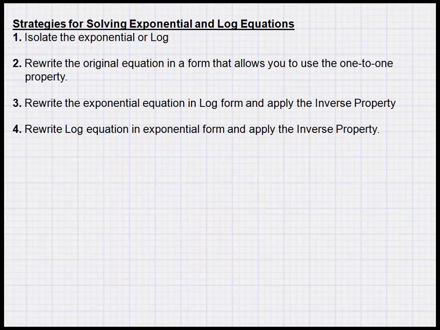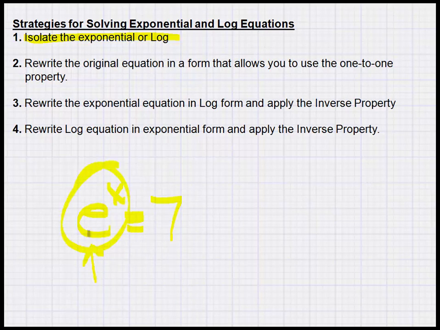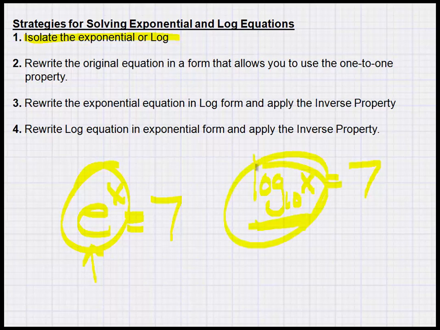So this should be your strategy when it comes to solving these types of equations. The key, and this is the most important part, is you need to isolate your function first. If you have an exponential function in your equation, get that by itself on one side of the equation first. Like we have e to the x equals 7. This is by itself on this side. Get your function by itself, isolate it. If it's a log, same thing. Log base 10 of x equals 7. This log is by itself. If it's not by itself, get it by itself first.